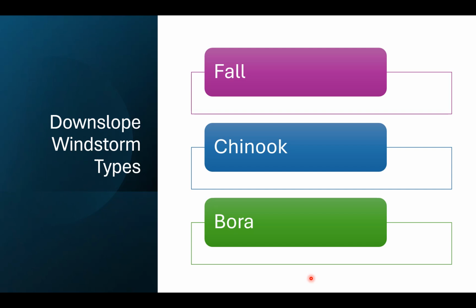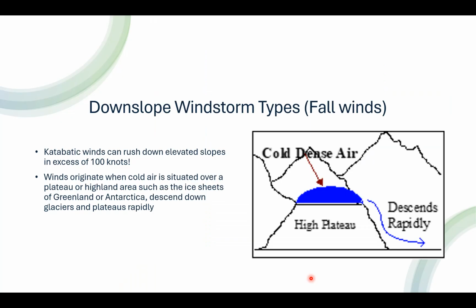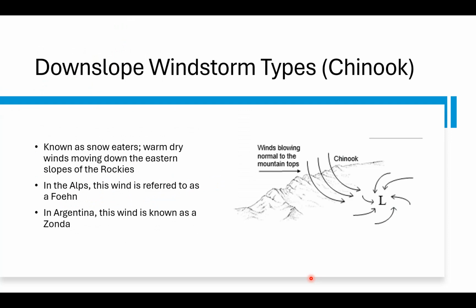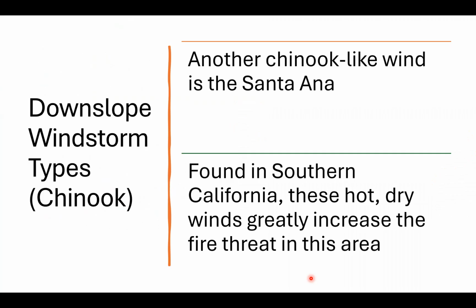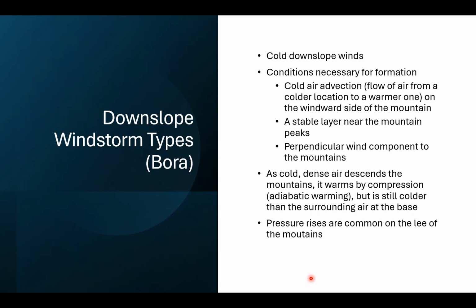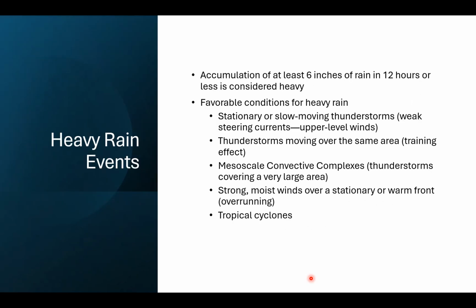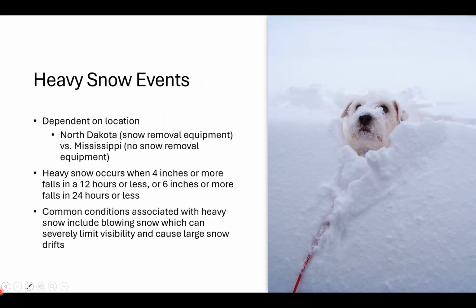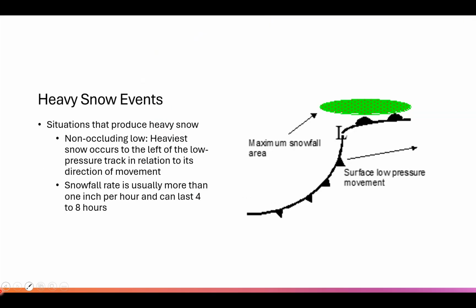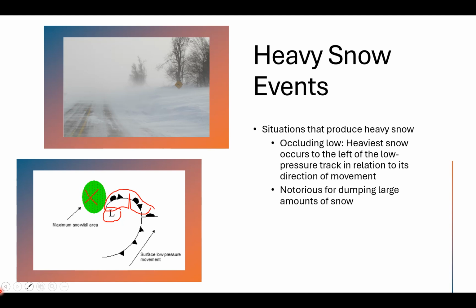Specifically common in winter on the east side of the Rockies. It effectively removes snow very quickly. The Bora is a cold, dense wind as well. And we covered what causes these winds. We did the Chinook winds again, the Bora winds, the cold downslope winds. We then moved into heavy precip events, starting with heavy rain events. Then we did heavy snow events, the synoptic situation where you find the heaviest snow in relation to a non-occluded low pressure as well as an occluded low pressure.